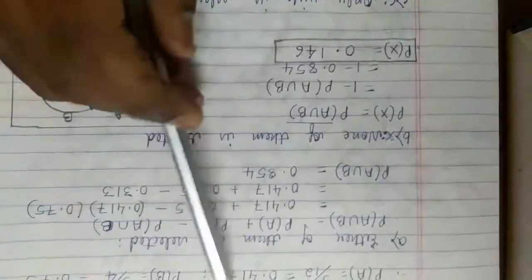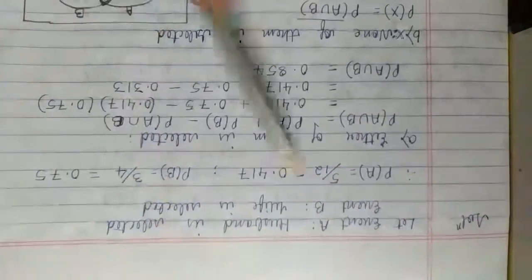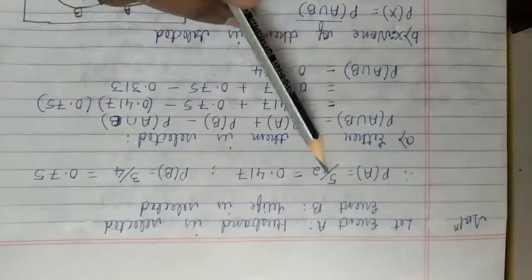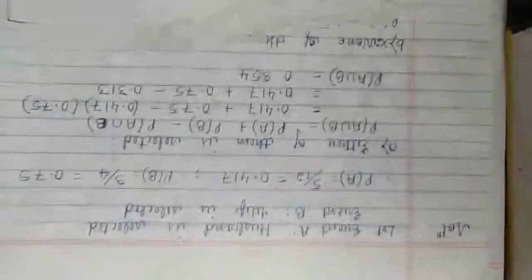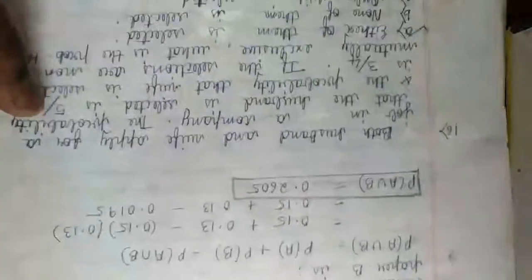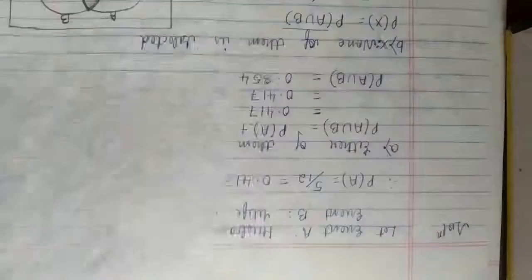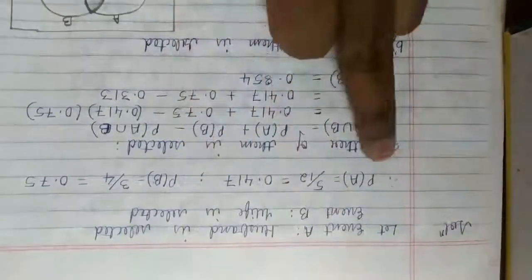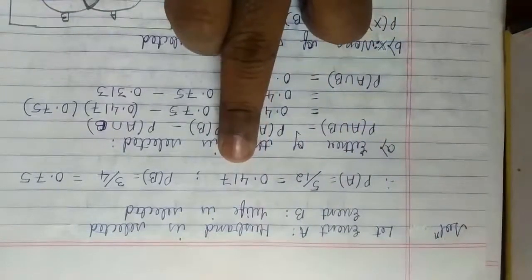So event A, husband is selected. Event B, wife is selected. Event A can happen with a probability of 5 upon 12. From where have I taken 5 upon 12? This is given in the problem: the probability that the husband is selected is 5 upon 12. So the probability of event A is 5 upon 12. If you divide, you will get 0.417.